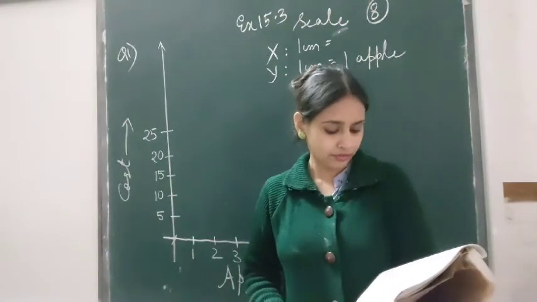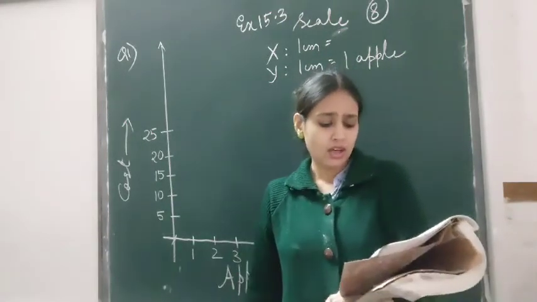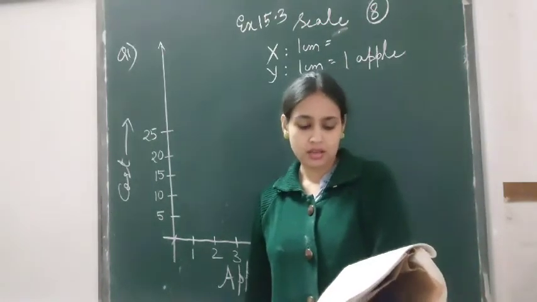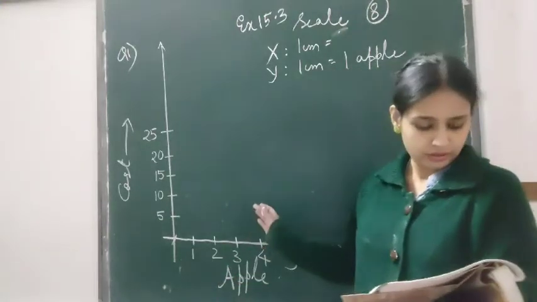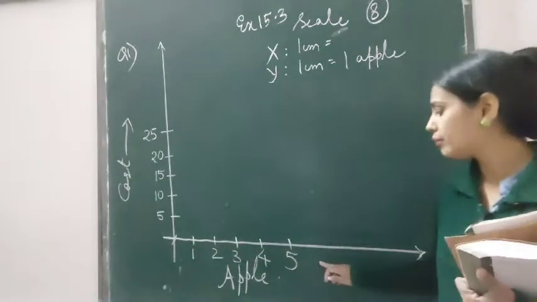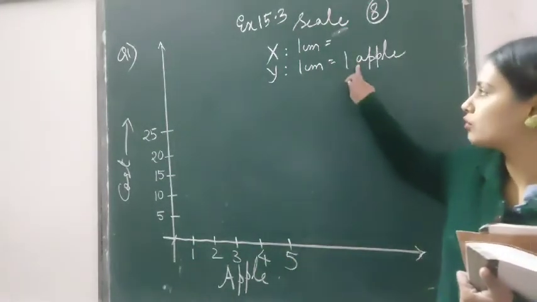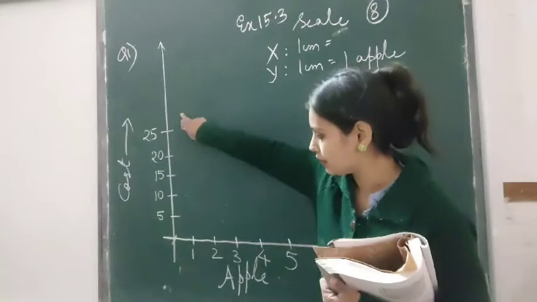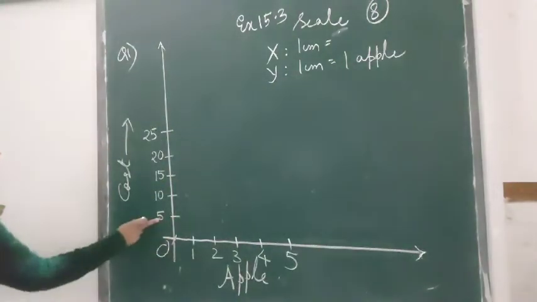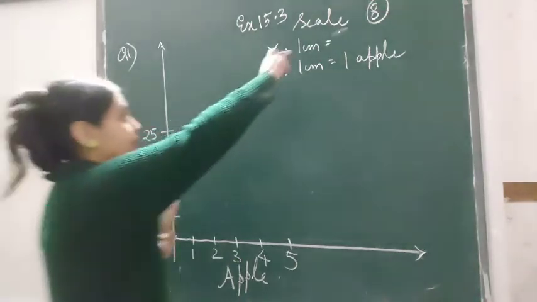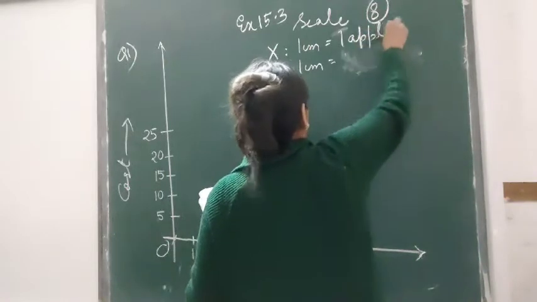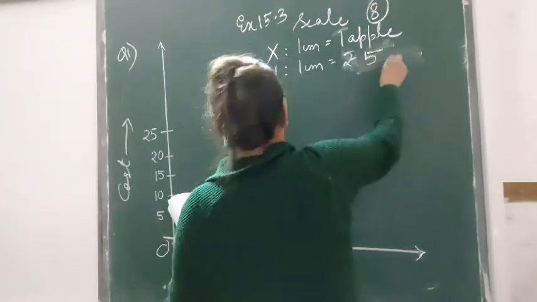Draw the graphs for the following tables of values with suitable scales on the axis. So here the cost of apples is given. The x-axis is showing the number of apples, so 1 centimeter is equal to 1 apple. And for the cost of apples, 1 centimeter is equal to how much? Rupees 5. This should go up 1 apple, and this is rupees 5.